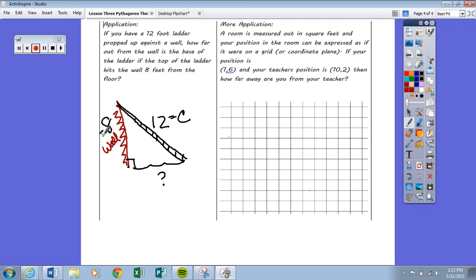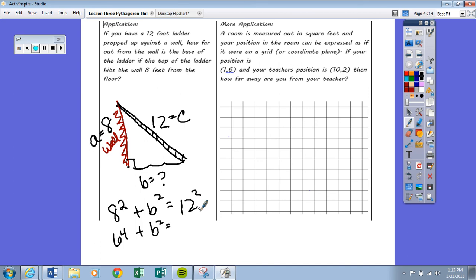Is the 8 the A or the B? It doesn't matter. So I'm going to call it A. And this one that I don't know, I'm going to call B. So just like we did a second ago, 8 squared plus the B squared that I don't know equals C squared. And then I'm going to math this out. So this is 64 plus B squared.